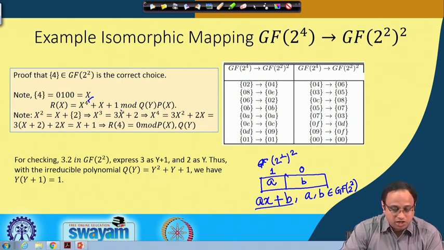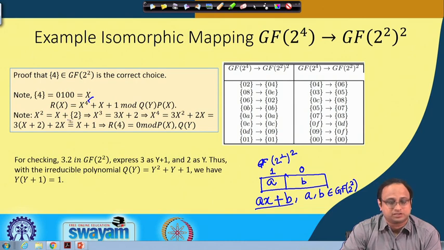So I first use my polynomial, which is P(x). In P(x) my polynomial was x squared plus x plus 2. If I set that to 0, I get x squared equal to x plus 2. So 2 is an element of GF(2^2). Therefore x cubed is equal to, if I multiply this with x, and do some simplifications.